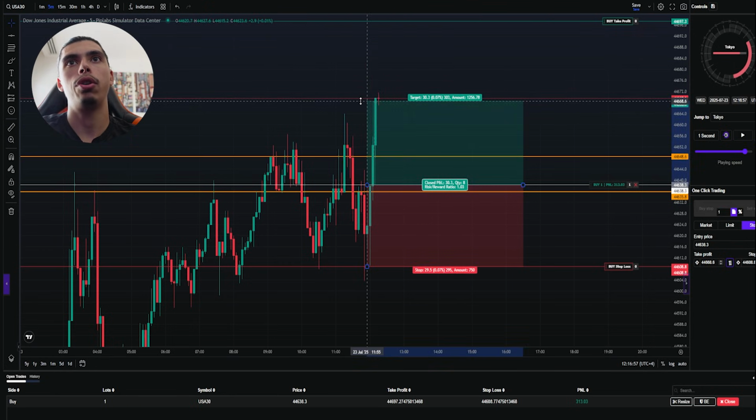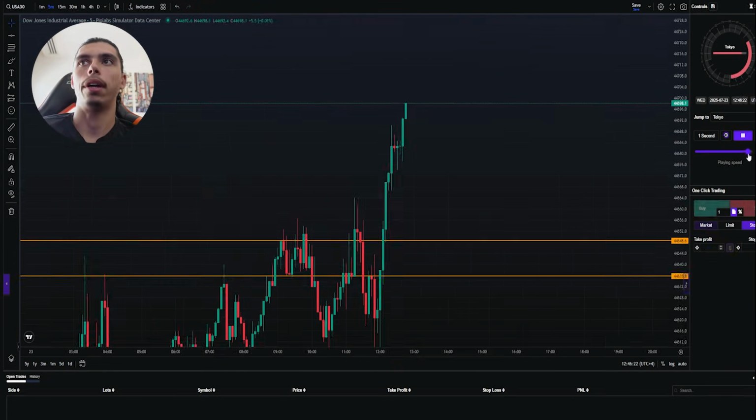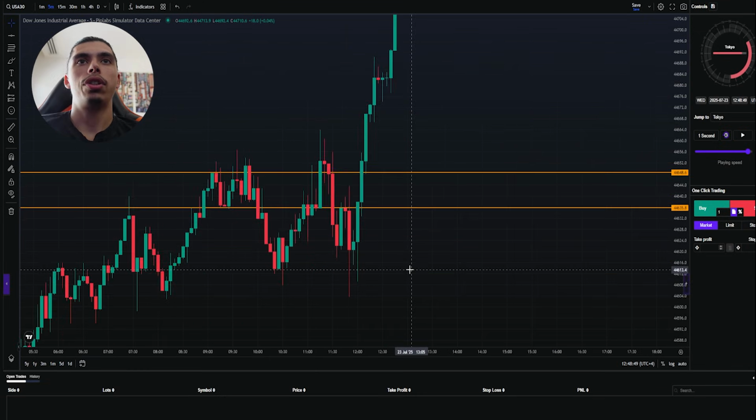Now you're well into your 1-to-1, and you can just start to trail and see price go towards you. I wonder if this does hit a 1-to-2. I'm not sure. Yeah, it did end up hitting and even more. Okay, so this is what you understand.